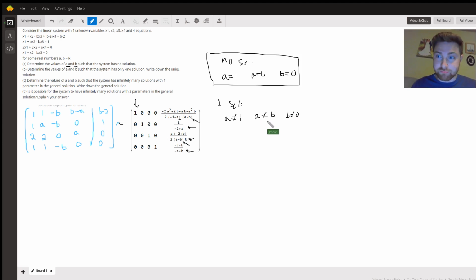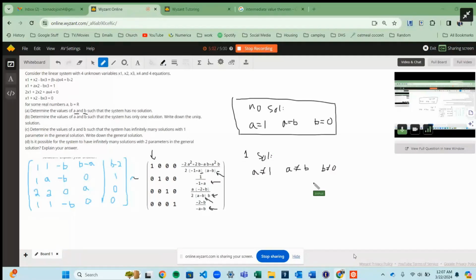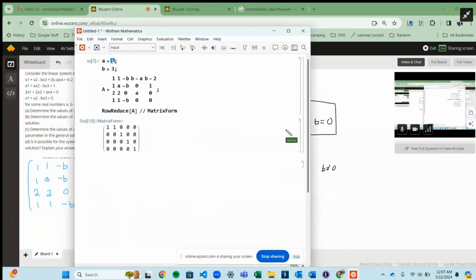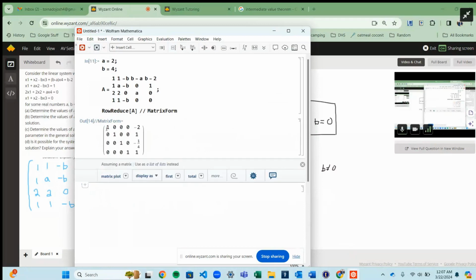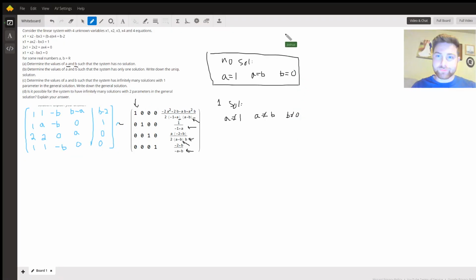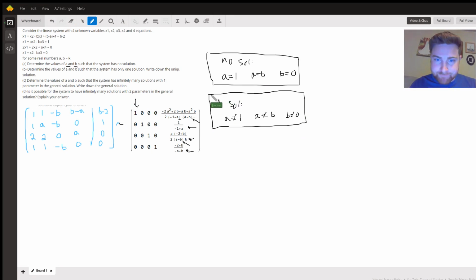Should we try it? Let's try. Let's see what Mathematica says. Okay, so let's see what happens when a equals 2 and b equals 4. Okay, let's see. Yep, it looks like it comes up with a solution. x1 is -2, x2 is 1, x3 is -1/4, x4 is 1. Yep, so that's one solution. Okay. So as long as those three are all satisfied at the same time.